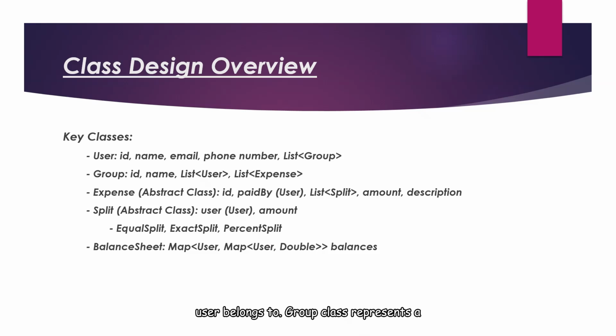Group class represents a group of users and keeps track of expenses within that group. Each group can contain multiple users and expenses. Expense class represents an expense with properties like the amount and the date. It also includes the split types: equal, exact, or percentage. Split class. This class represents how the cost of an expense is divided among users. It can handle different strategies for splitting: equal, exact, or percentage splits.